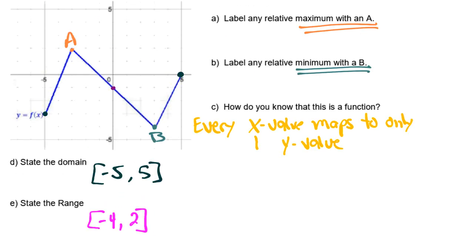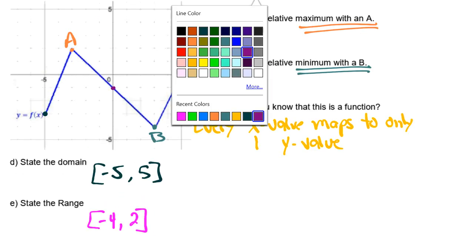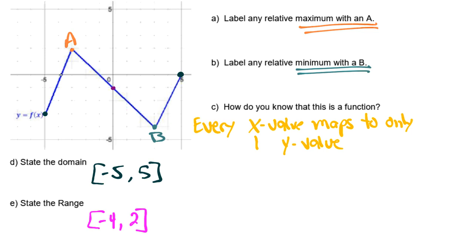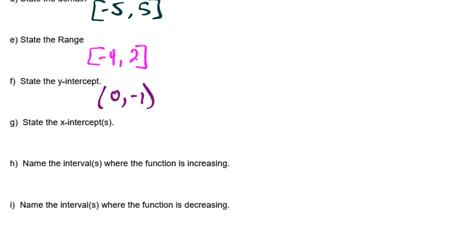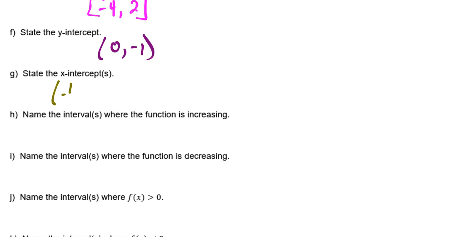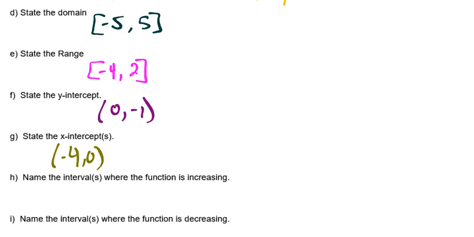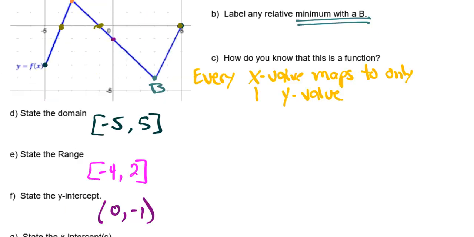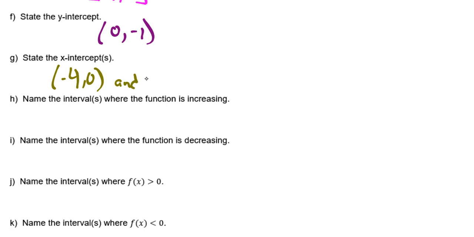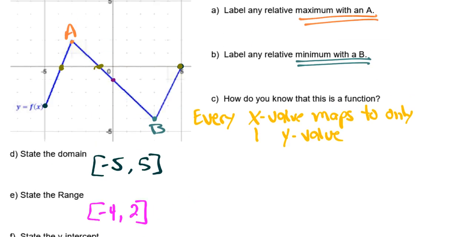The x-intercepts. The x-intercepts are where our graph crosses the x-axis. We have one there, and the third one over here. Those are the three x-intercepts. So the x-intercepts are at -4, 0, and -1, 0, and at 5, 0.